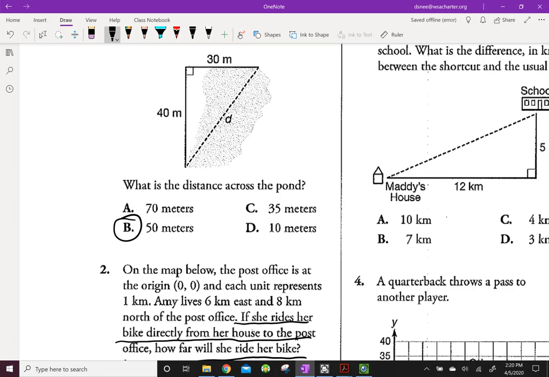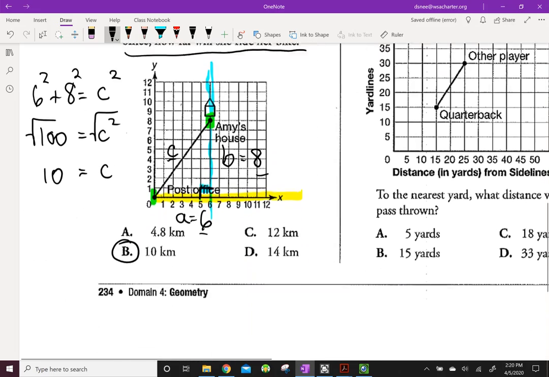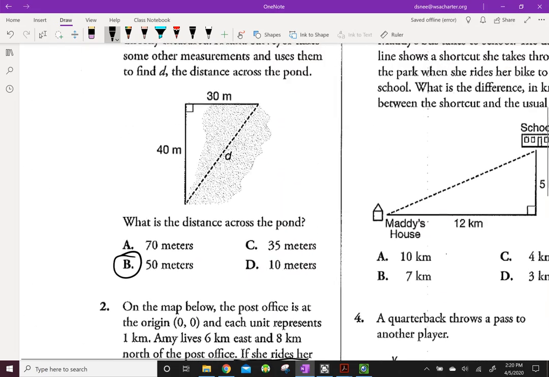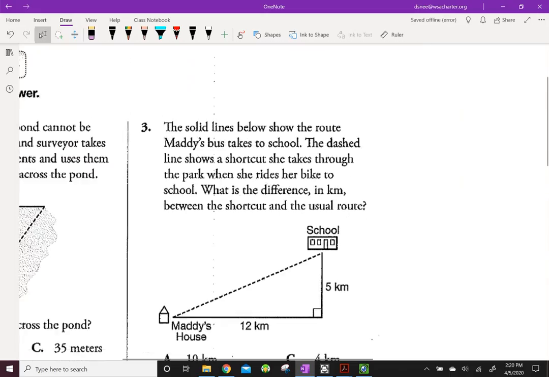We found that it was B. Sorry I didn't get that one with you guys. Okay, then number 3. Let's see, number 3 over here.